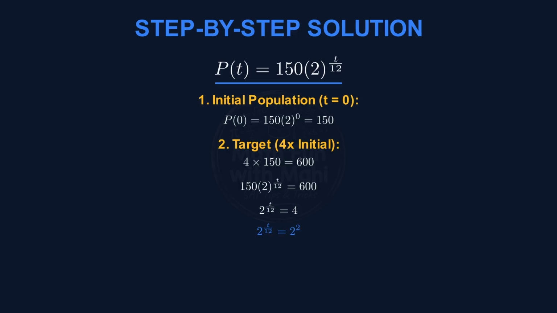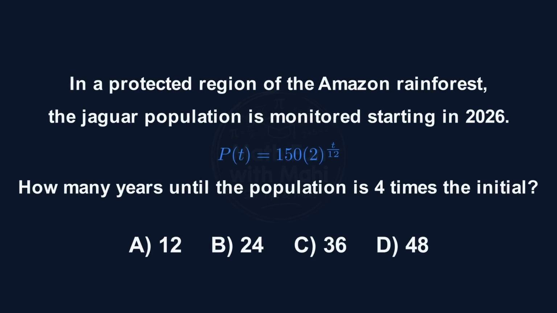Now that the bases match, we can simply set the exponents equal to each other. So t divided by 12 must equal 2. Now multiply both sides by 12, and we find that t equals 24. Looking back at our choices, that means the population quadruples every 24 years. So the correct answer is B.